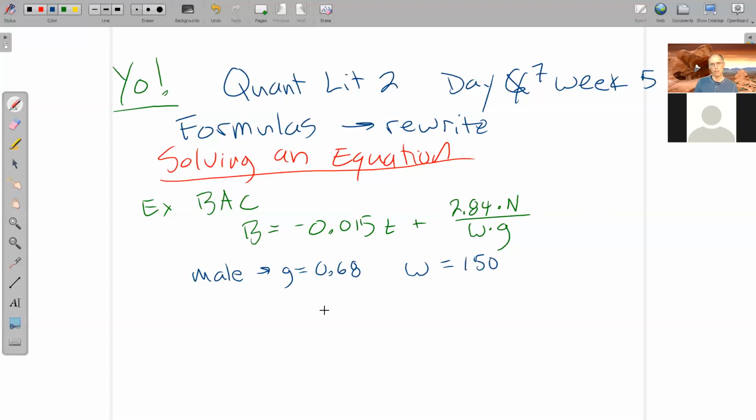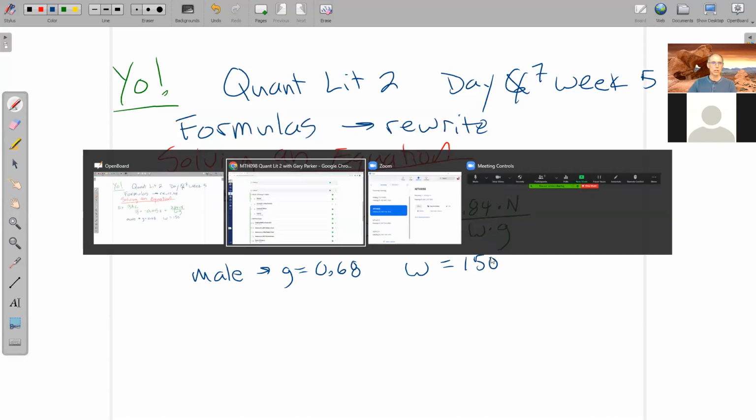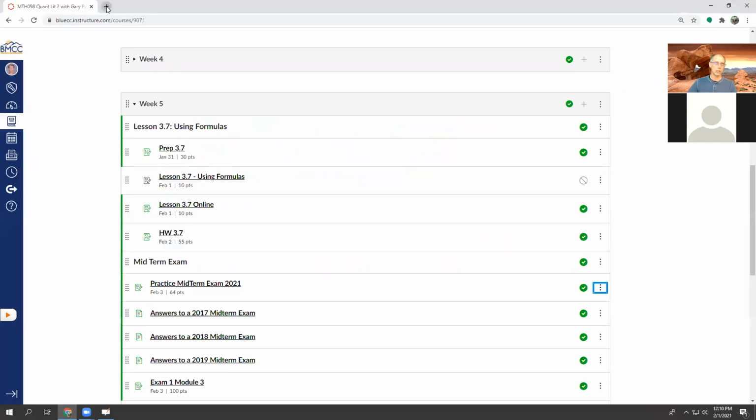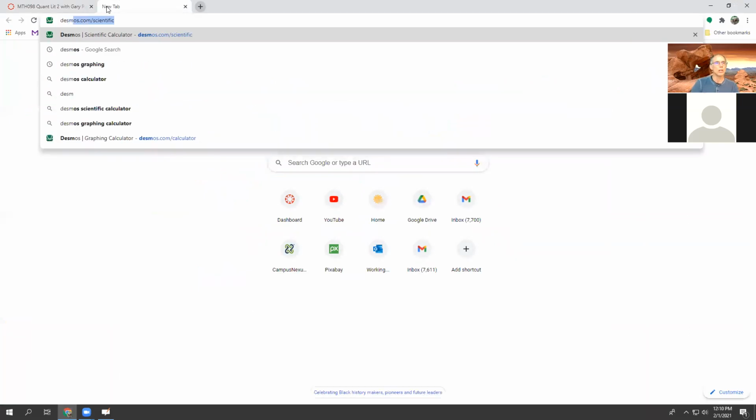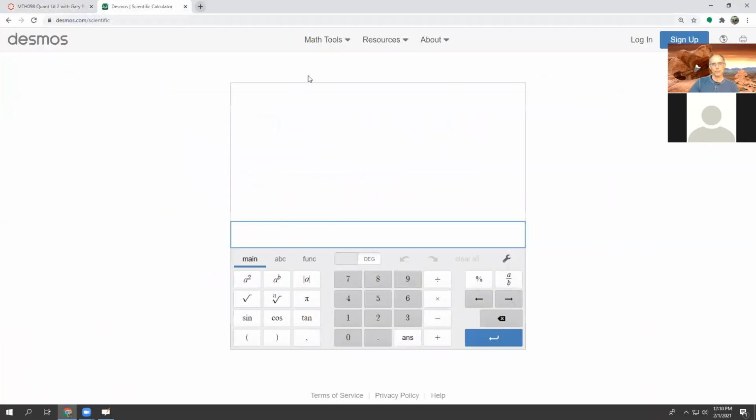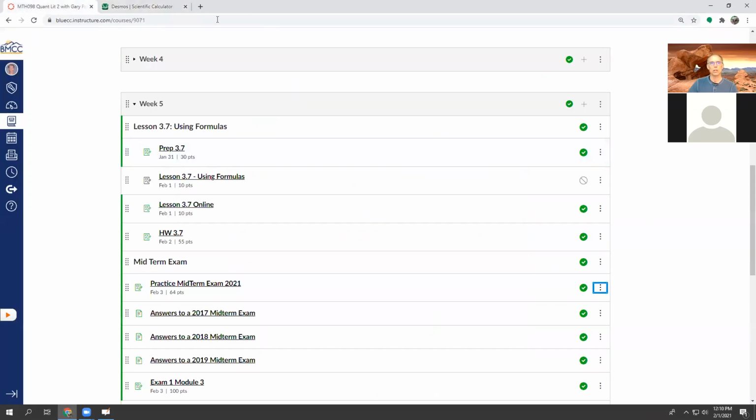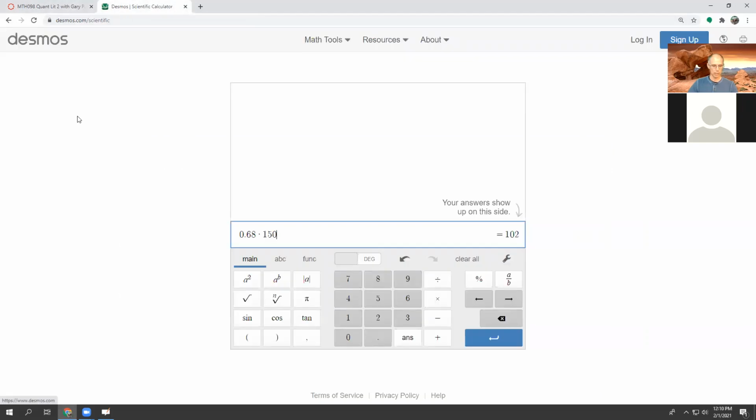So rewriting this equation right here, I have to multiply W times G. So I'm going to get a calculator. I've got Desmos here, and 0.68 times 150. Type that in, and it gives me a denominator of 102. Okay, so that's right.